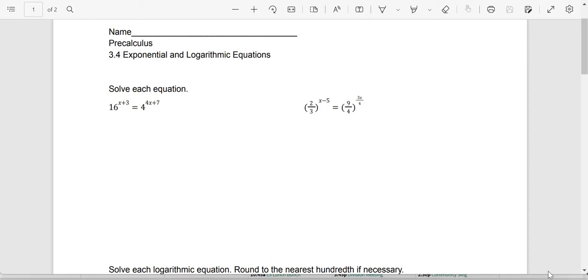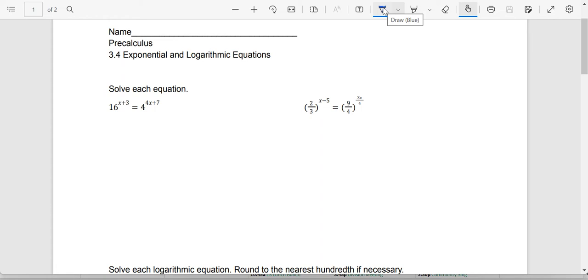Hello, everyone. Welcome to 3.4, exponential and logarithmic equations. With these first two, we don't need to use logarithms. I'll show you how we're going to do that without logarithms now. In problems like these, we can get a common base and then solve.